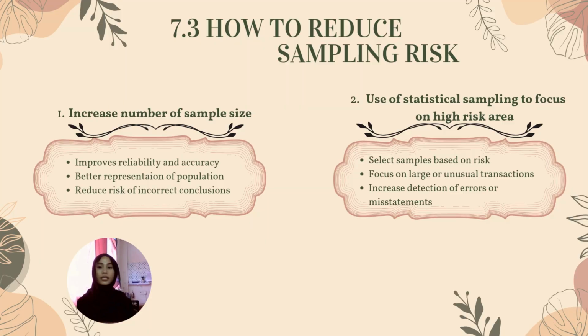The second is using statistical samples to focus on high-risk areas. This method allows auditors to select samples based on risk and focus on high-risk items such as large or unusual transactions. Therefore, it increases the likelihood of detecting errors or misstatements. So both methods help improve audit quality and reduce sampling risk.